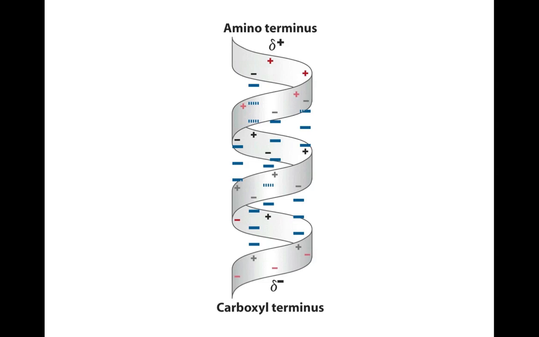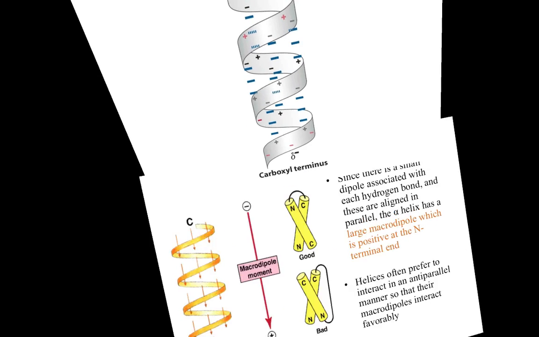So to stabilize that macro dipole, what you see happening is that amino acids that are close to the N-terminal end will be negatively charged so as to stabilize this positive charge. And likewise, amino acids close to the C-terminal end will be positively charged so that they can stabilize this slightly negative charge.